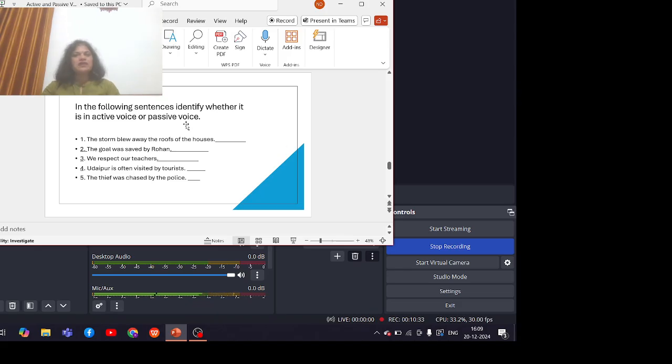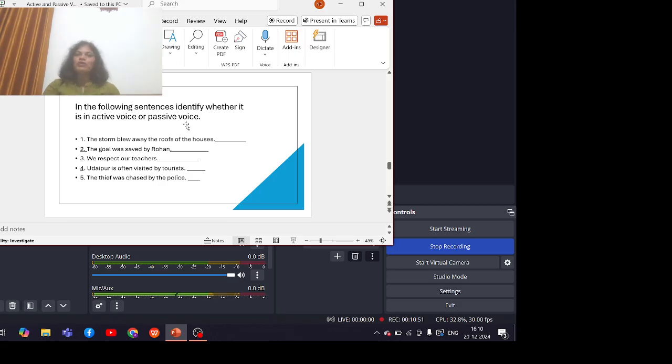We respect our teachers. So who is performing the action here? Who respects? We. So here, the doer of the action, if it is mentioned first, then it is in active voice. Udaipur is often visited by tourists.